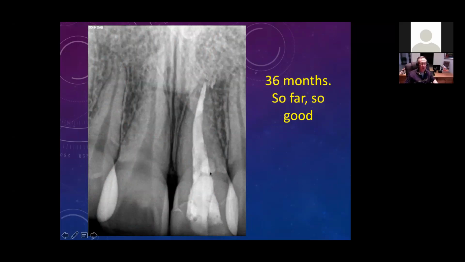You know, this girl was just horrified at the thought of losing this tooth, and this will probably last for a good long time. Probably sometime in her life she'll lose it, but I think she has a very good chance at having this last, you know, at least into her 20s.